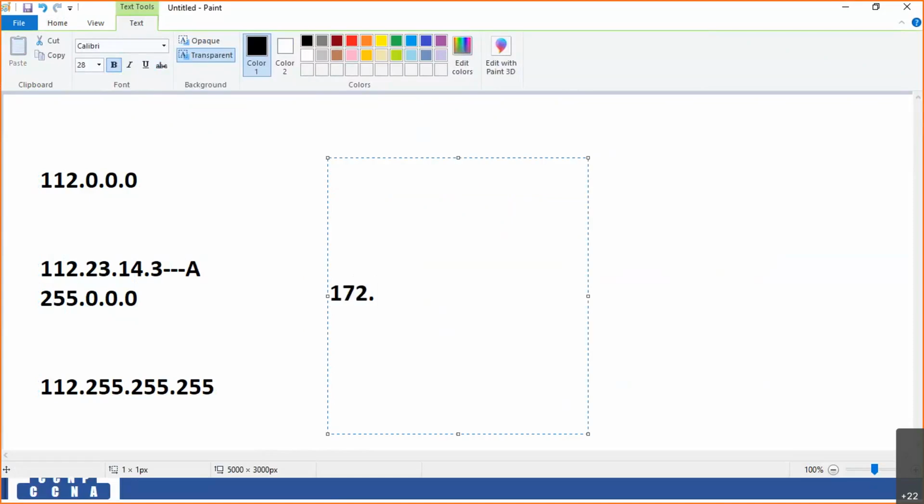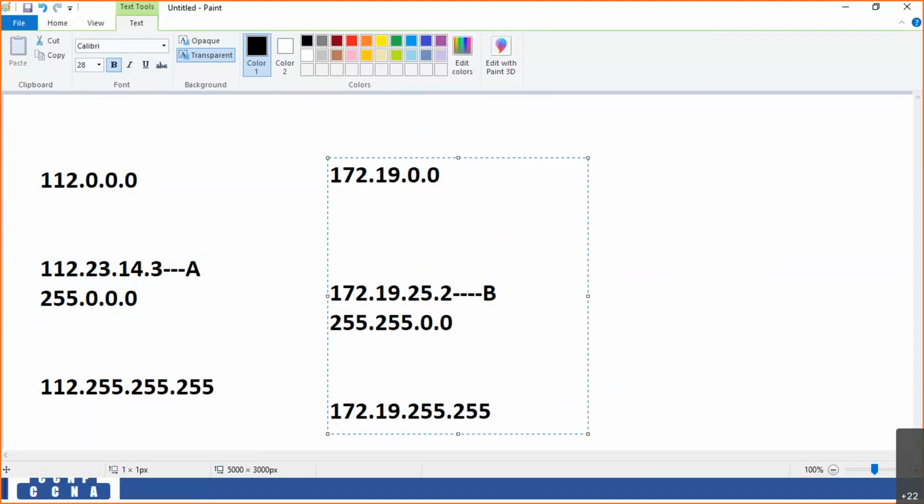Next one, 172.19.25.2. Which class IP address? Class B. Network ID: 172.19.0.0. Broadcast ID: 172.19.255.255. Subnet mask: 255.255.0.0. Is it private IP or public IP? Private IP. Yes, it is private.